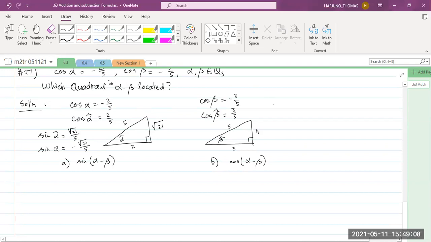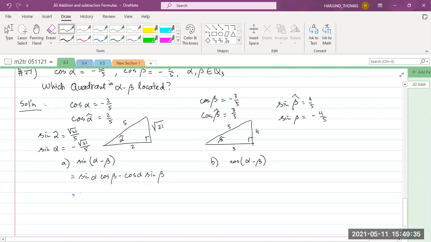Likewise, sine beta hat is 4/5. Therefore, sine beta, the one in quadrant 3, will be negative 4/5. Now, we are ready to attack A and B. That's sine alpha cosine beta minus cosine alpha sine beta.